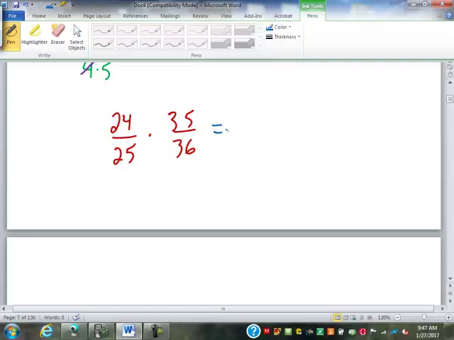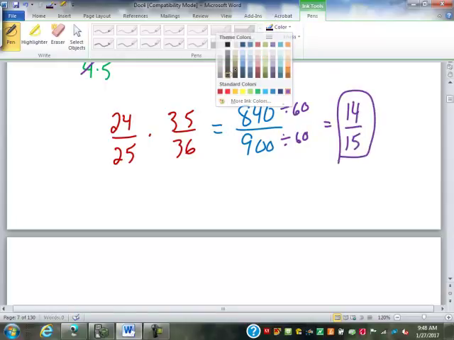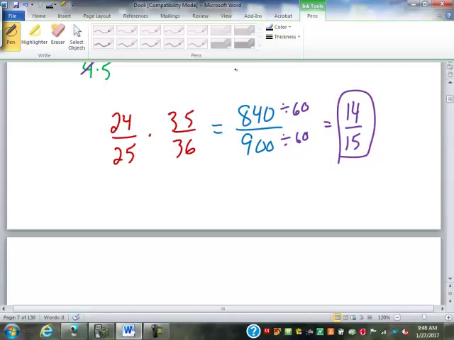Where we could do 24 times 35, which is what, 840, and 25 times 36, which is 900. And we could reduce that. Now, typically, you'd have to look at it, probably divide by 10, because they both end in zeros, and then they're both even still, so divide by 2, and so on. I'm just going to assume you guys look at that, and you all see that they can both be divided by 60. Easily, yeah. It just pops right out at you, right? So it reduces. I mean, you would get there.